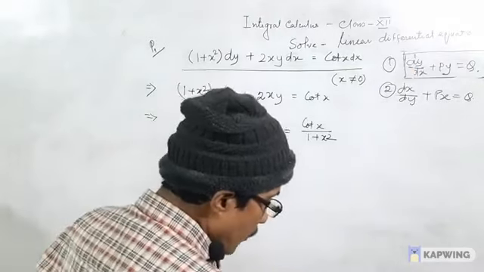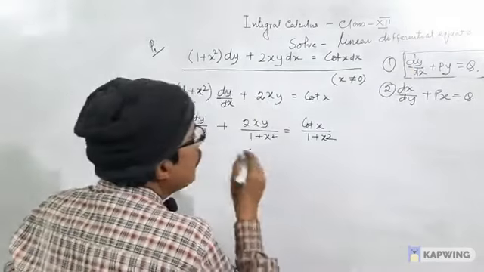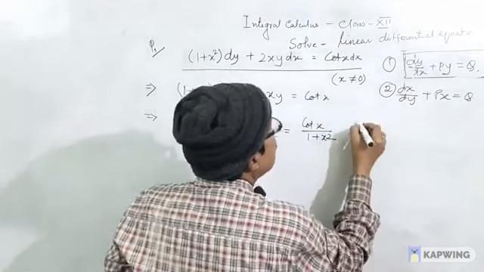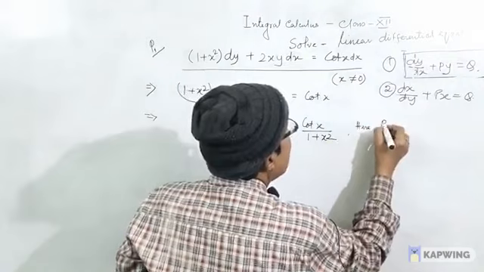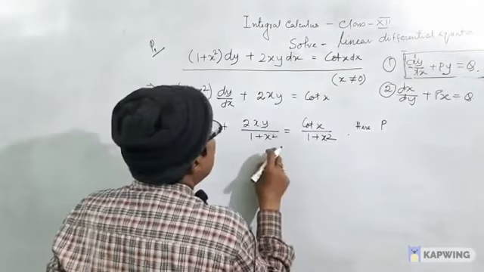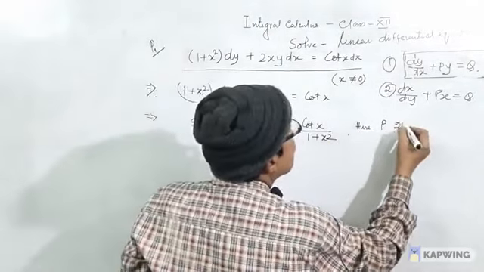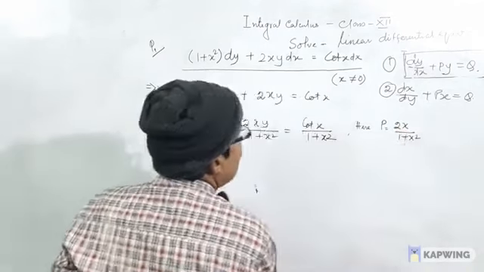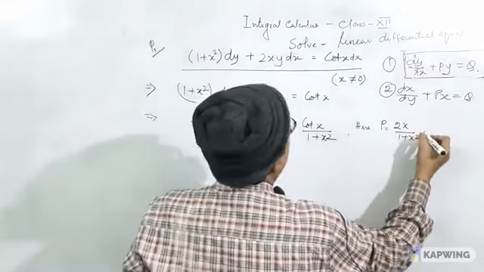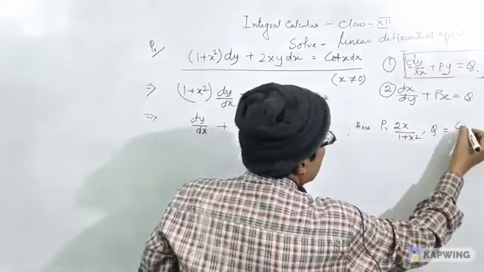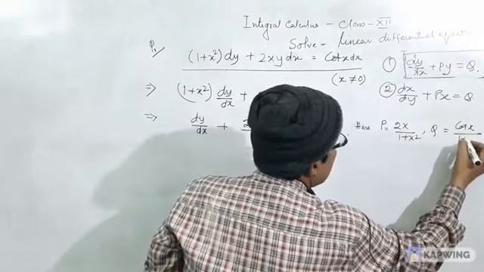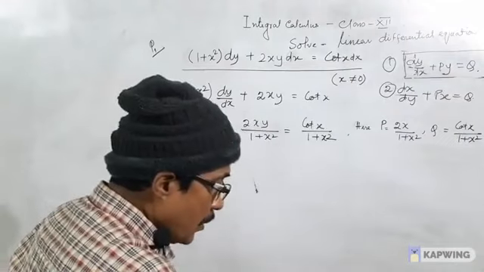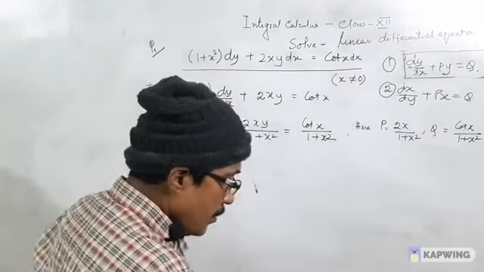Here p equal to 2x by 1 plus x square, and q equal to cot x upon 1 plus x square.